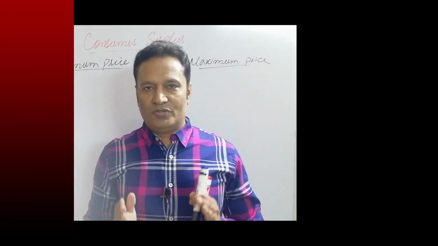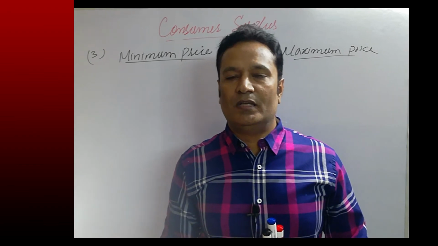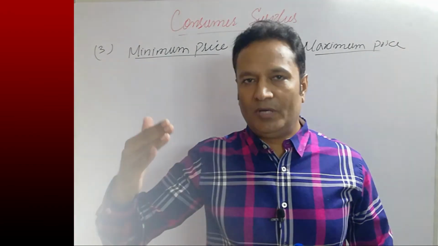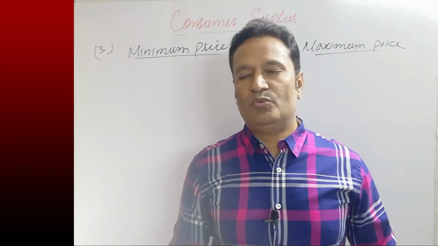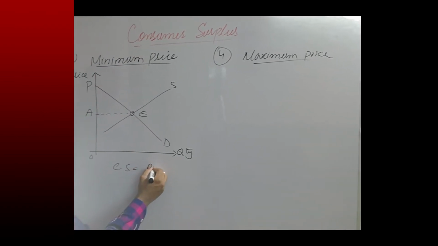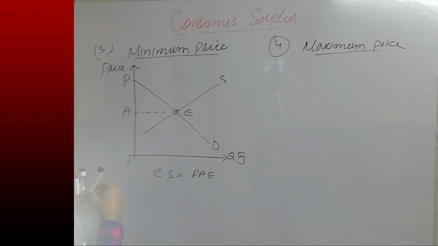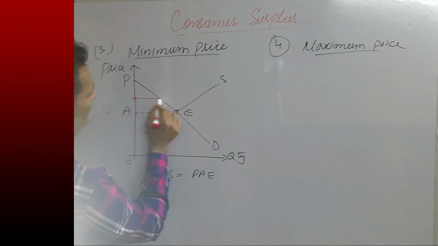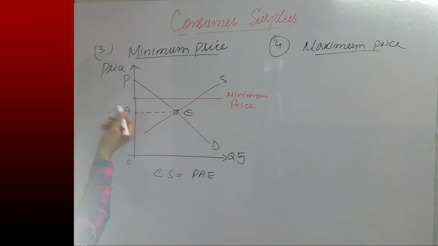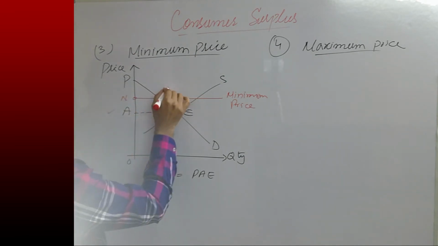Consumer surplus also changes when the government intervenes in the economy and sets a minimum price above equilibrium or a maximum price below equilibrium. In both situations, consumer surplus will change. So initially consumer surplus is equal to PAE. Minimum price is the price set by the government above equilibrium, and this is the equilibrium price, so minimum price must be above equilibrium at this point.